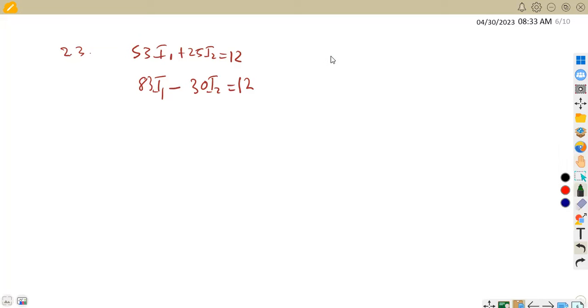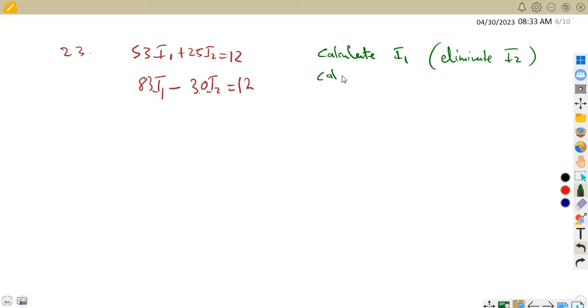In order for us to calculate, let's say I want to start with current I1. That means I'm going to eliminate current I2. To eliminate I2, we interchange the numbers that we are given. If you take note, we interchange the I2 coefficients, 25 and 30. So we are going to multiply by 30 on top and 25 below. That is what you do.